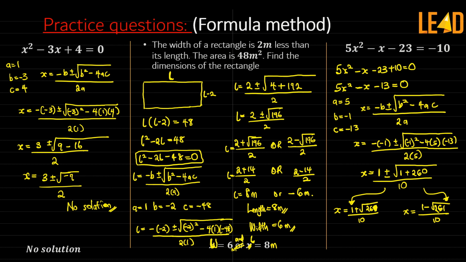So the first one is 1.72, and the second one is negative 1.52. Those are your two solutions, 1.72 and negative 1.52. Let's see. Okay, so they just left the answer as 1 plus or minus the square root of 261 over 10, which is also cool.